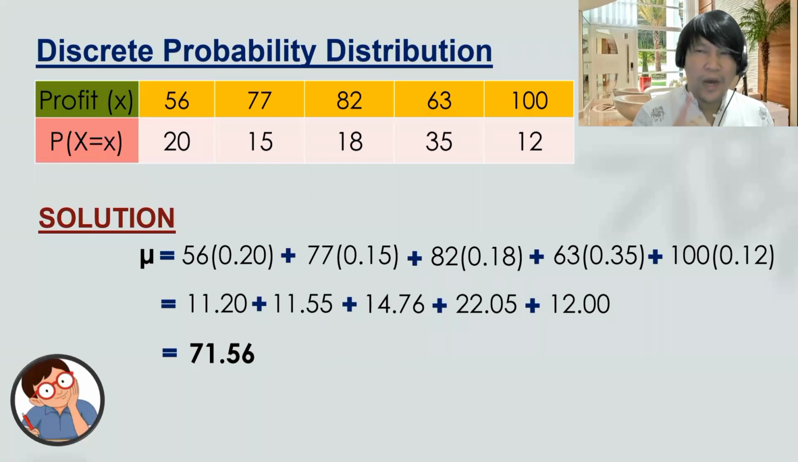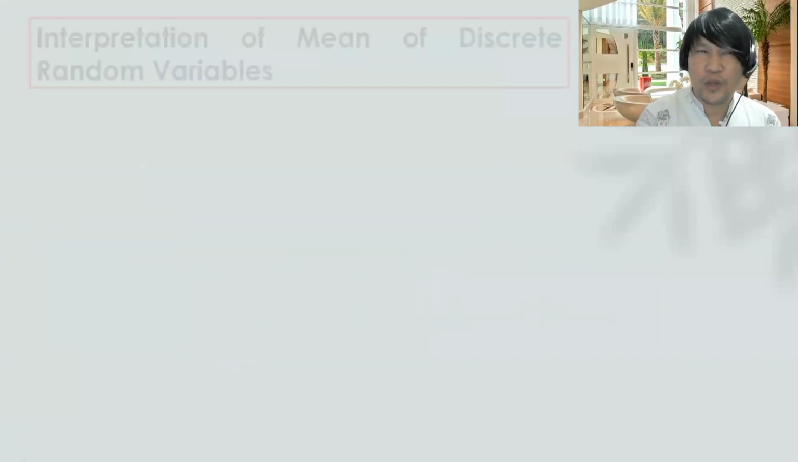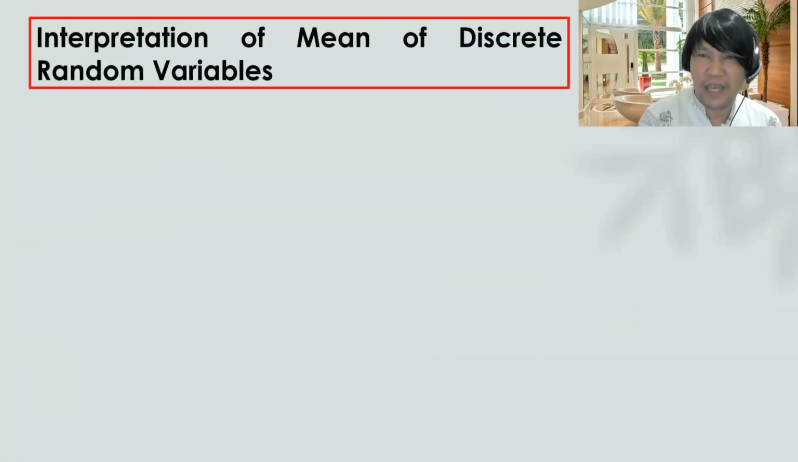Okay, now what if in the given illustrative examples 1, 2, 3, we are able to get the expected value or the mean of the given discrete random variables? What if we are asked to find or to interpret the result? Now, in that case, what do we mean by interpretation of mean of discrete random variables? Because there will always be a chance that we are being asked to interpret the obtained value.